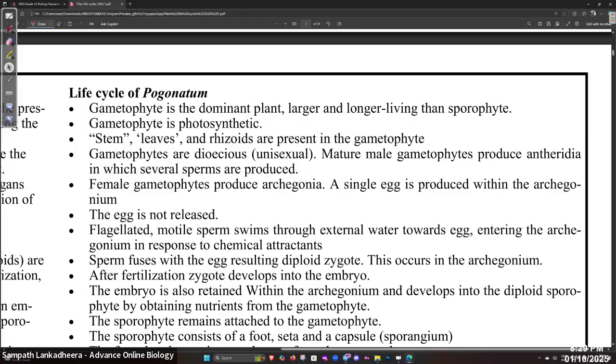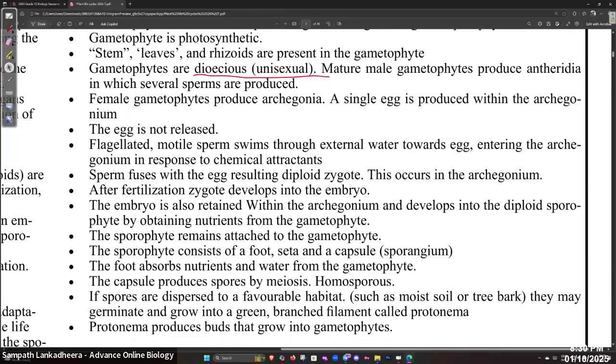Gametophytes are dioecious. What's meant by dioecious, people? Dioecious is unisexual. Mature male gametophyte produces antheridia, in which several sperms are produced. Female gametophyte produces archegonia. A single egg is produced within the archegonium.